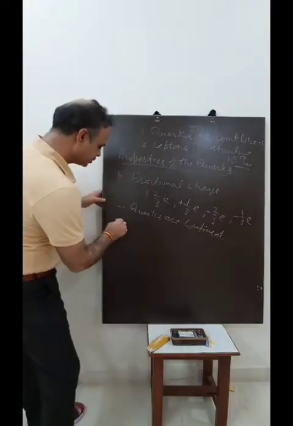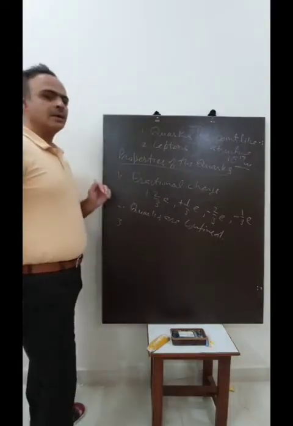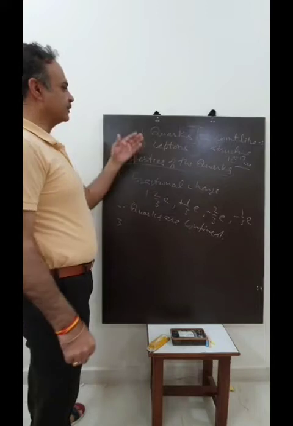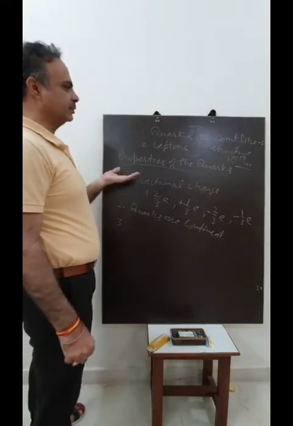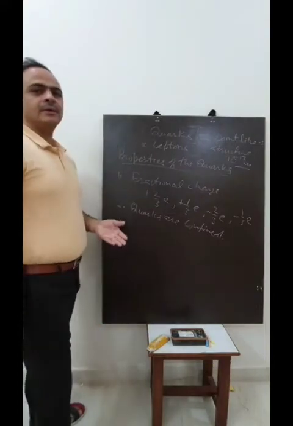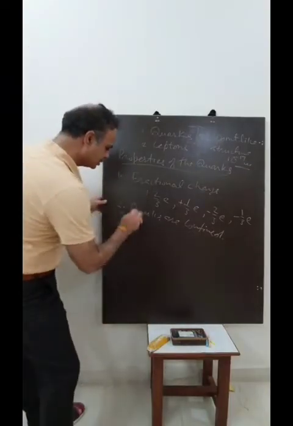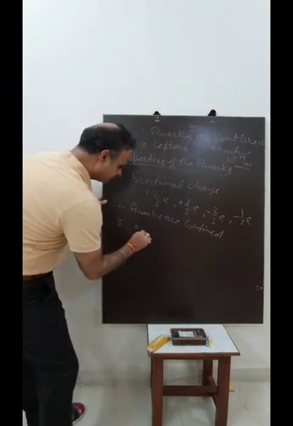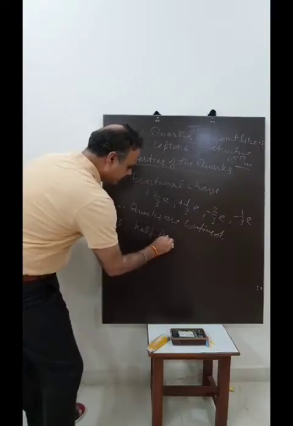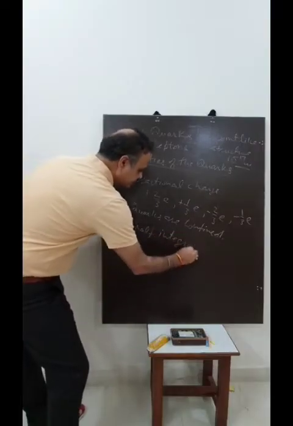Then these quarks, because they are fermions, have half integral spin.